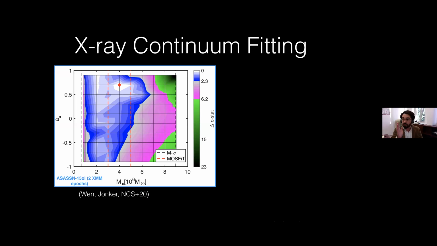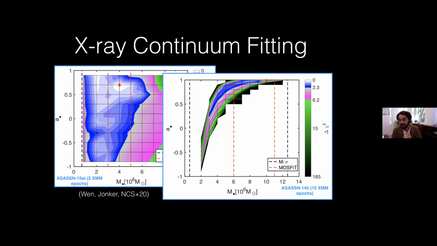And the vertical lines represent constraints on the mass from other means. The black lines are the mass constraint from the M sigma relation, and the red lines are from Brenner-Mockler's work on this flare using the MOSFET code to estimate the mass from the optical light curve. And what you can see is that for this flare, we get some kind of constraint on the black hole mass, but it's not particularly tight, and we're not able to constrain the spin at all. Part of this is because we don't have a lot of X-ray observing epochs, and another part is that we think this is a nearly edge-on accretion disk.